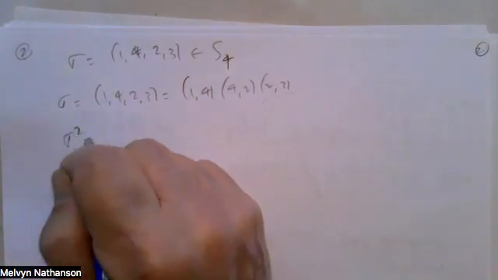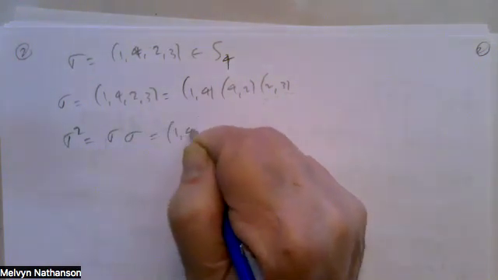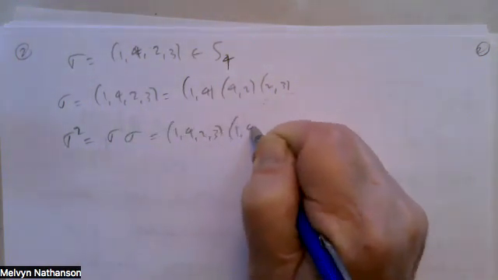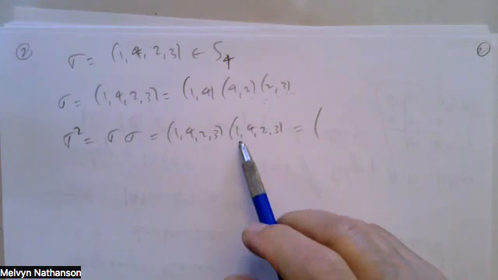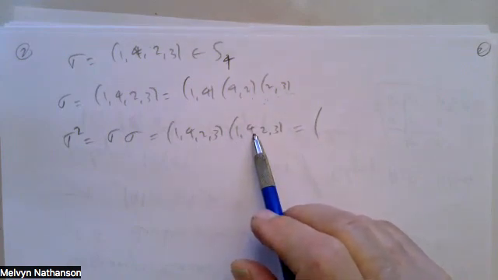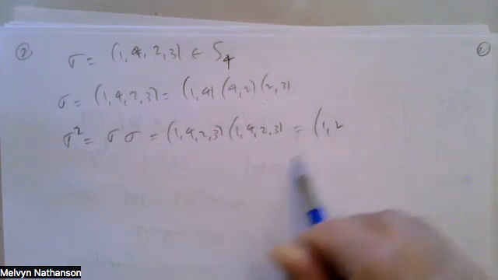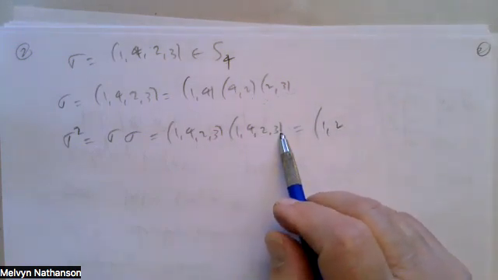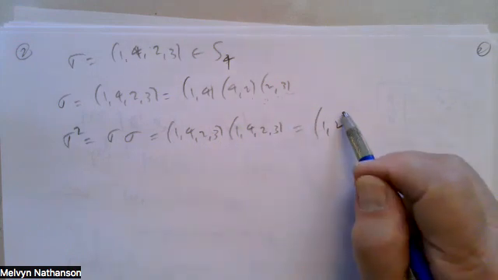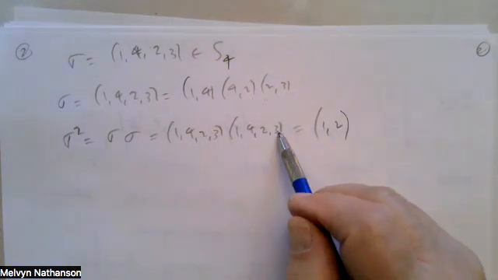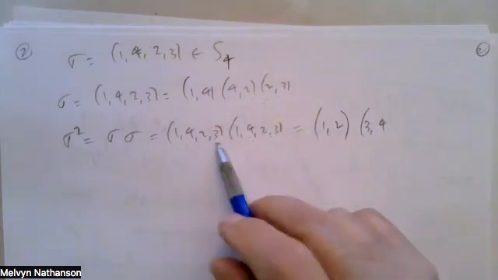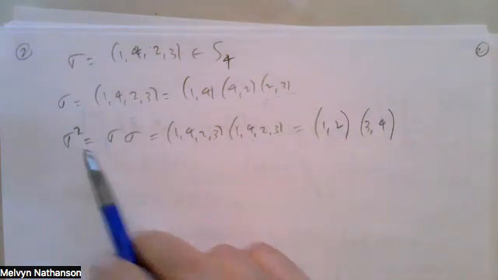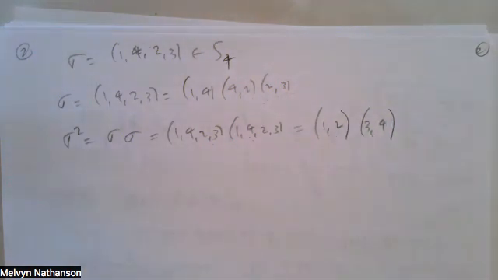All right. As I'm going through this, just interrupt me if you have any questions. Sigma squared is sigma times sigma. That's (1 4 2 3) times (1 4 2 3). Again, these are functions. Composition of functions. This sends 1 to 4 to 2. So 1 goes to 2. 2 goes to 3, goes back to 1. 3 goes to 1, goes to 4. 4 goes to 2, goes back to 3. So sigma squared is a product of two transpositions.